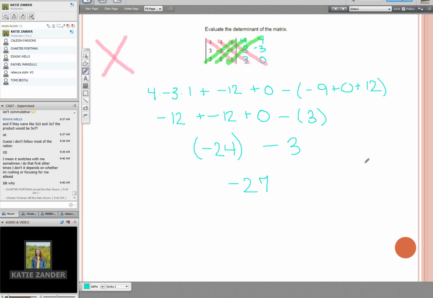That means that because the determinant was not 0, there is going to be an inverse for this matrix. We're not going to find the inverse of this matrix, but there is one.